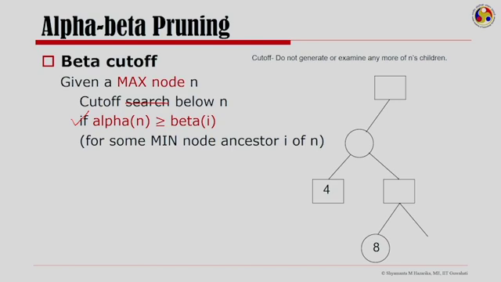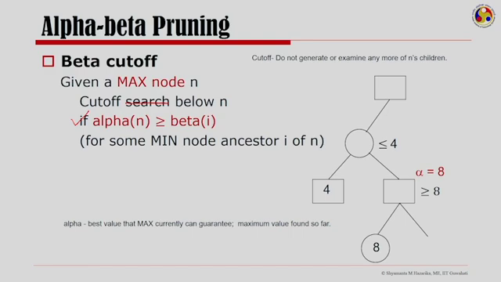Now, because this is a min node and this is a max node, the values that will be possible are: this node will be greater than or equal to 8, whereas this one will be less than or equal to 4. Now, recall what we meant by an alpha and a beta.